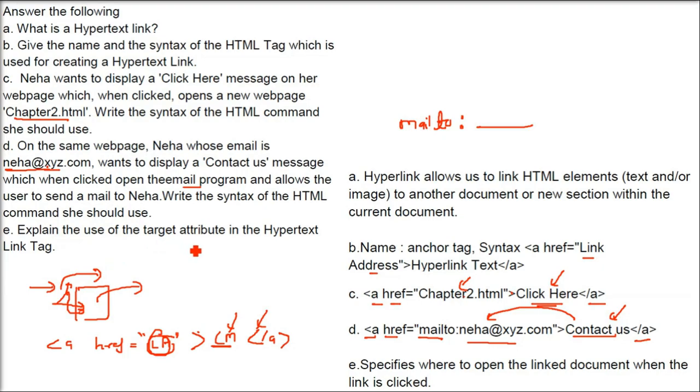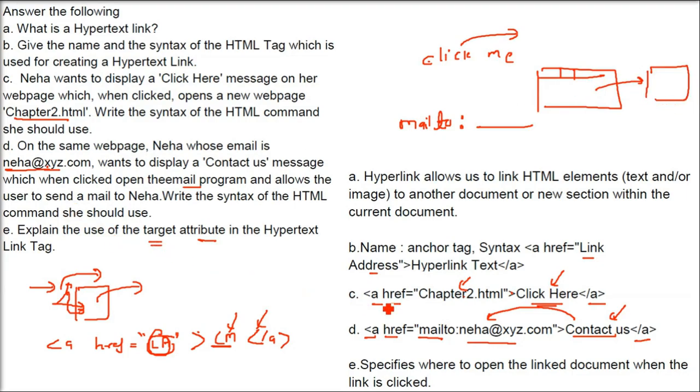Explain the use of target attribute in the hypertext link tag. So this target specifies where to open the link document when the link is clicked. So the link, when you click, it can be opened in the same tab. So if you have a click me, for example, now you want to open it where? You want to open it on the same page, on the different tab, or on the different browser window. So the target attribute will show how the link when you click is going to open, where and how.